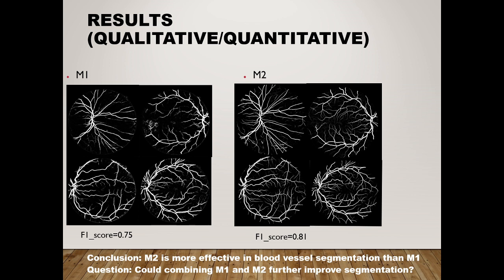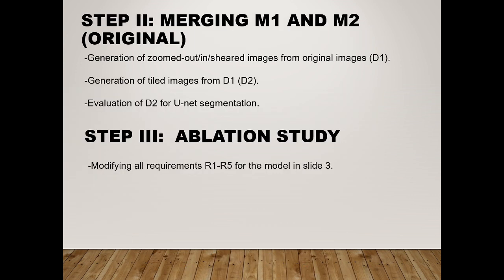So now the next hypothesis, or the next question that we need to answer, is: could combining M1 and M2 further improve segmentation? Is it possible to even come up with such a pipeline? So what we want to do as our step 2 in the weeks to come is, first of all, generate a zoomed in, zoomed out and sheared version. First, we will be using model M1 to create an augmented generated data set D1. And second, we will subject this D1 to further tiling or into M2, which will generate this augmented data set D2.